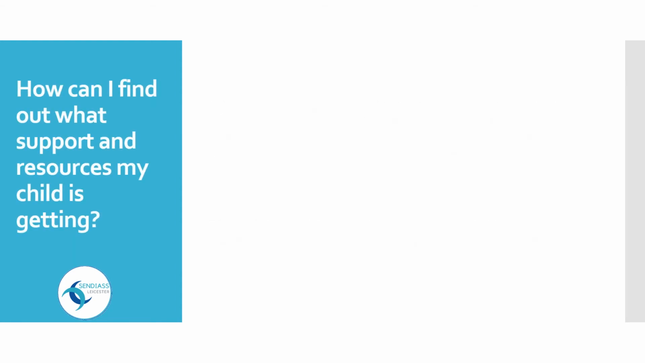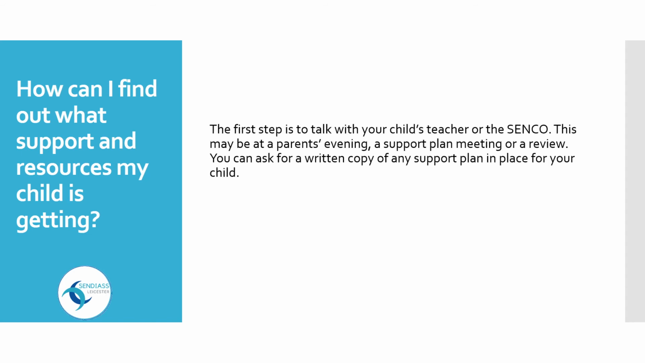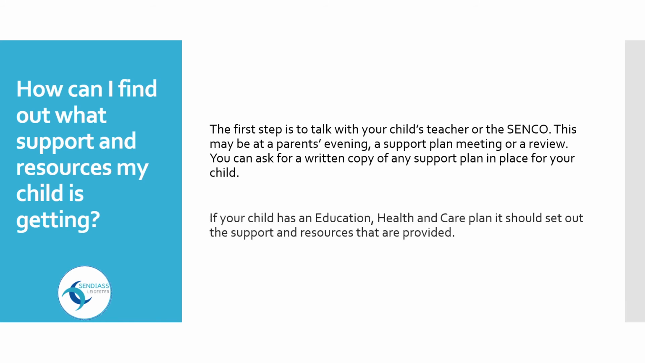How can I find out what support and resources my child is getting? The first step is to talk with your child's teacher or the SENCO. This may be at a parents' evening, a support plan meeting, or a review. You can ask for a written copy of any support plan in place for your child. If your child has an education, health and care plan, it should set out the support and resources that are provided.